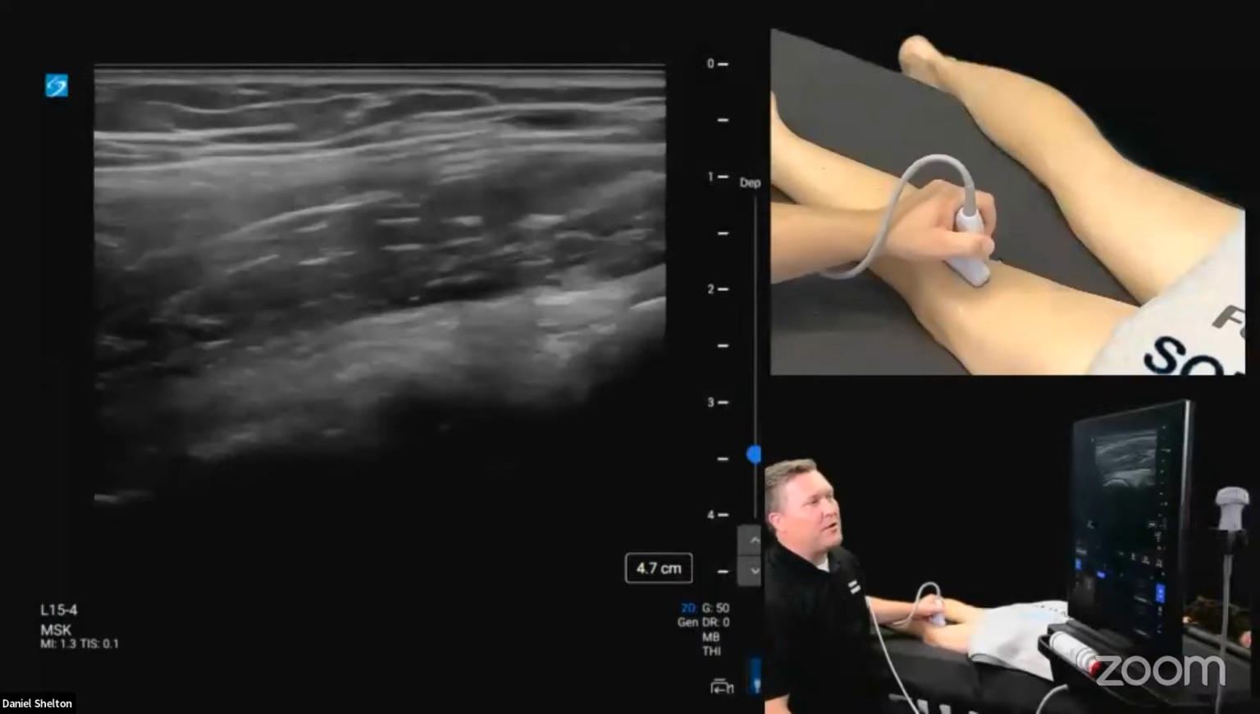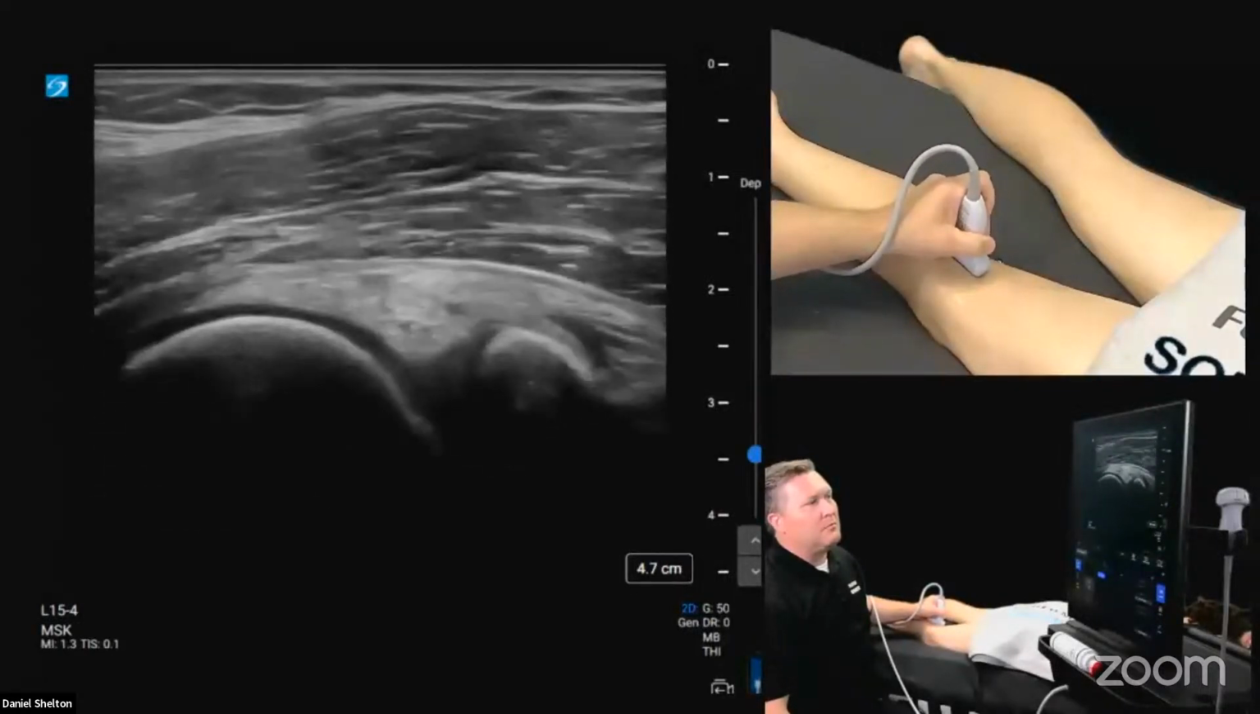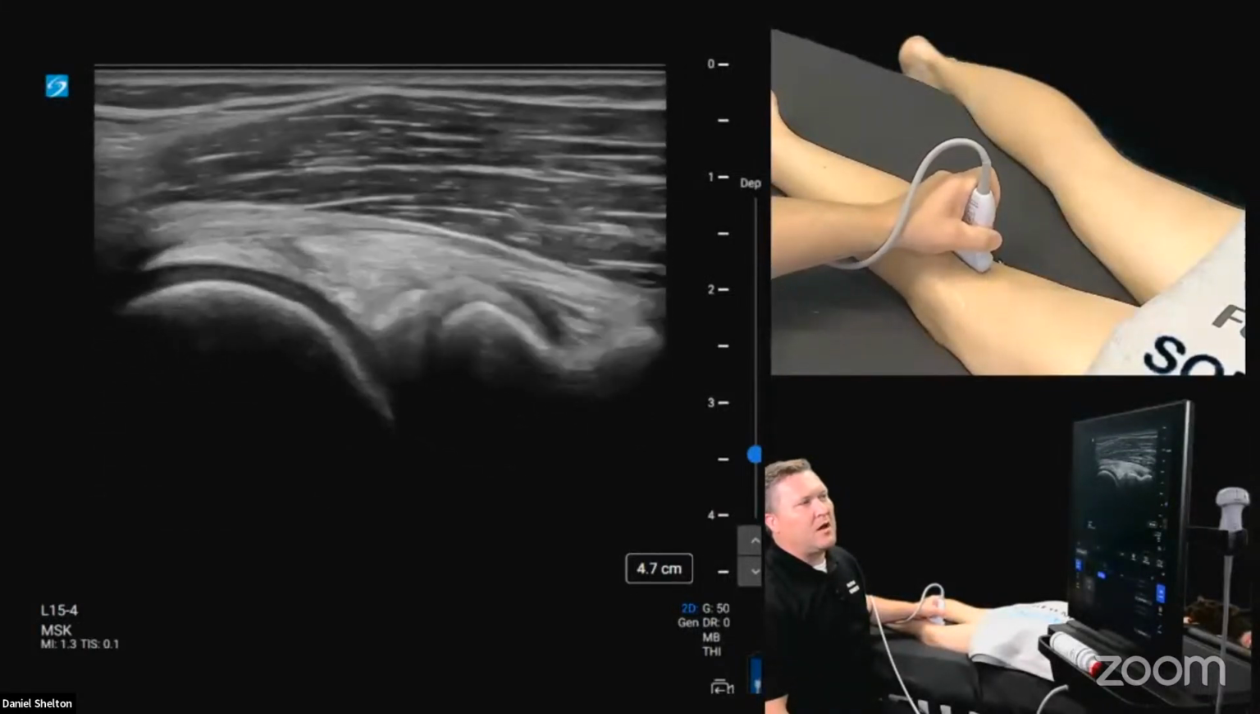From a nerdiness standpoint, a lot of people, you know, we don't scan a lot of the posterior ligaments.